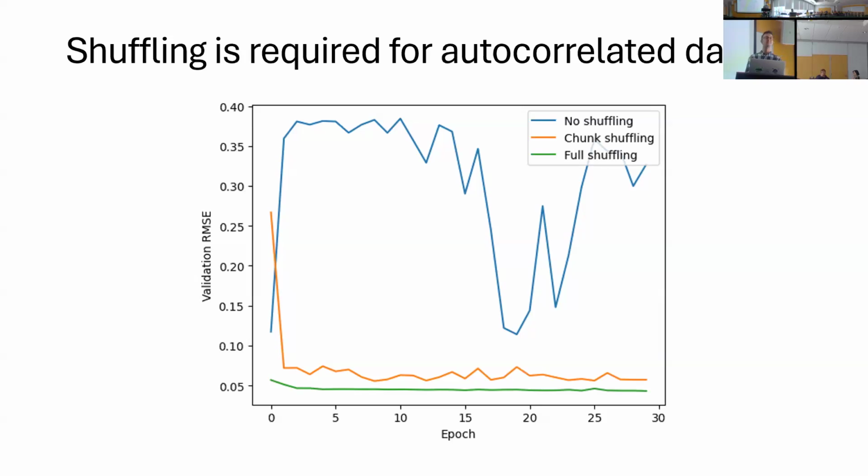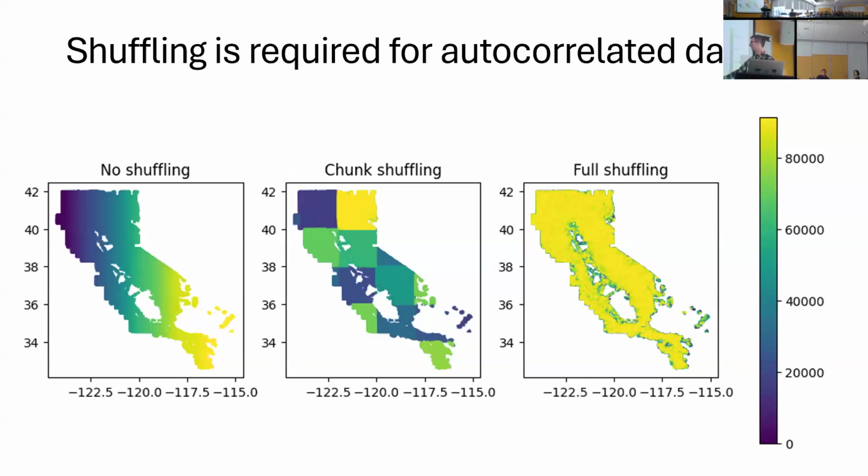How do you do full shuffling of a spatial data set? Full shuffling means the order in which the data is accessed is unrelated to its position. So it's like I pull a window from here, then here, then here, then here. It's just randomly ordered in that sense.